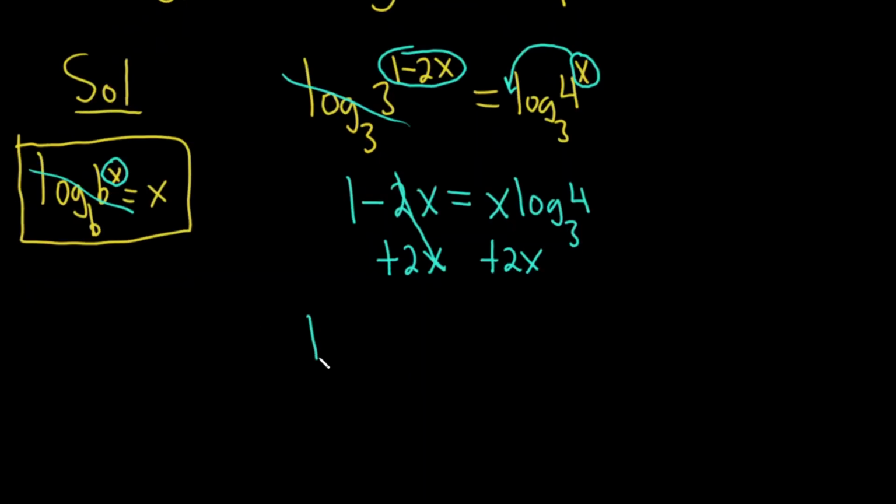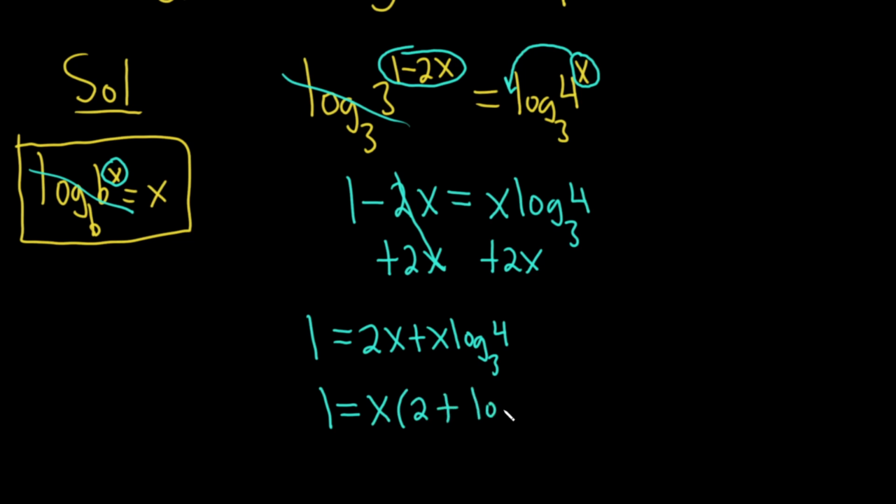So this is 1 equals 2x plus x log base 3 of 4. And now they're all together on one side. So now what we can do is factor out an x. So this is x times the quantity 2 plus log base 3 of 4.